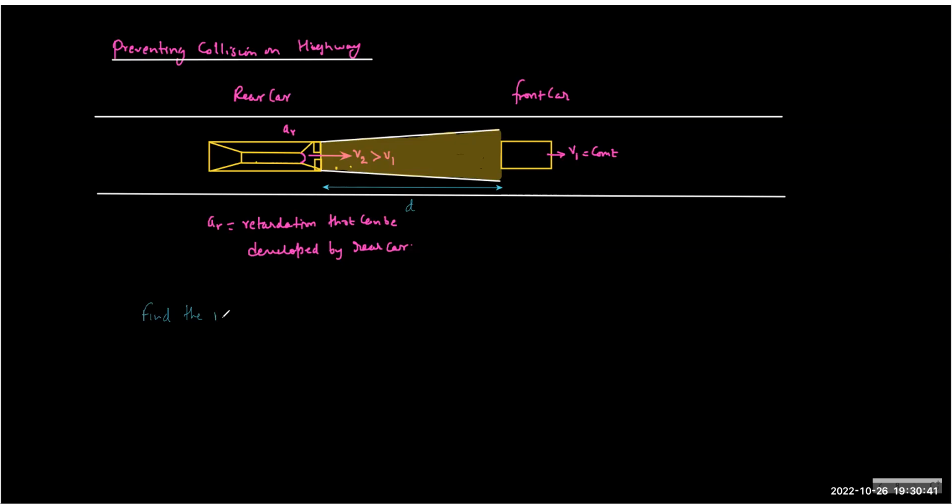So find the minimum distance D in order to prevent collision. Of course, we talk about the minimum; there is no maximum, so we talk about the minimum.